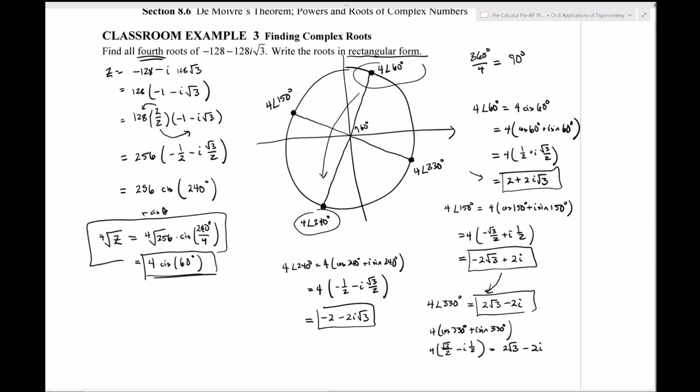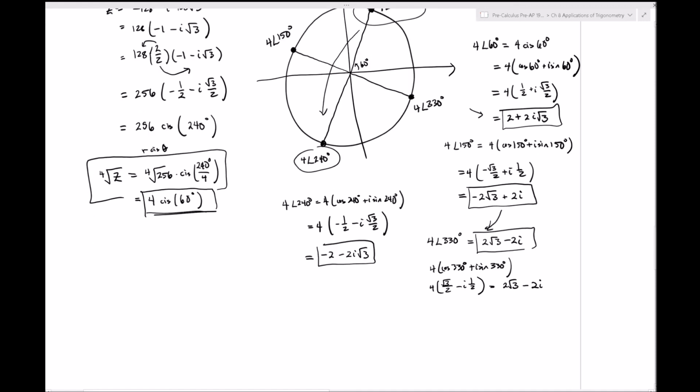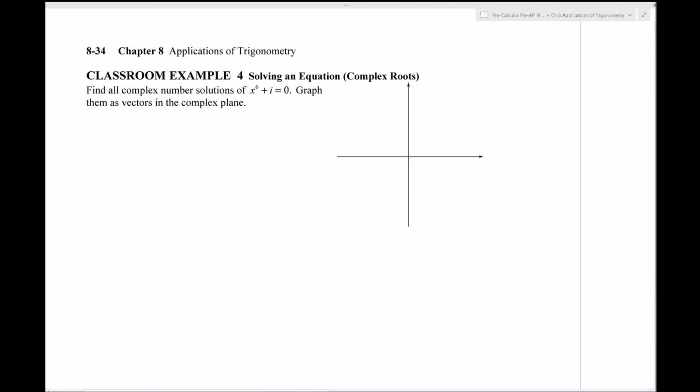Once you've found that one, which is the hard work, finding the one is the hard work, then you add 90 degrees over and over and over until you get them all. And then, because they're jerks, they asked for them in rectangular form. And that's basically going to be it for this section.